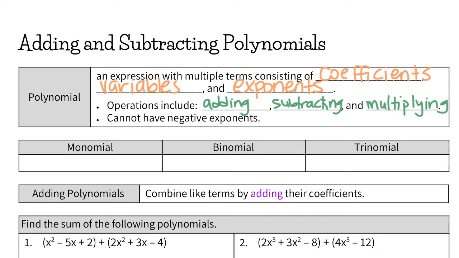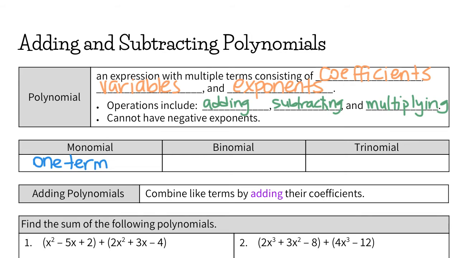Okay, so there are three types, or there's more than three types, but these are the three types that we're going to look at a lot here in this class. And depending on what they are, they'll have a different name. So the first one is a monomial. And a monomial is when your polynomial only has one term. So like if you just had regular x, that would be a monomial. Or if you had something like 3y, again, monomial.